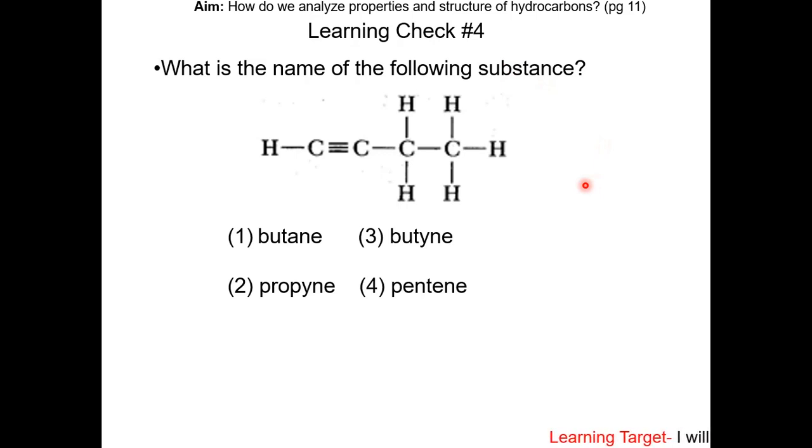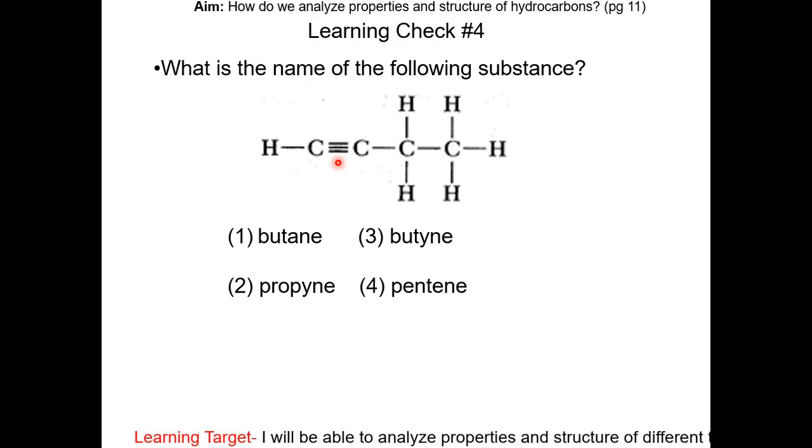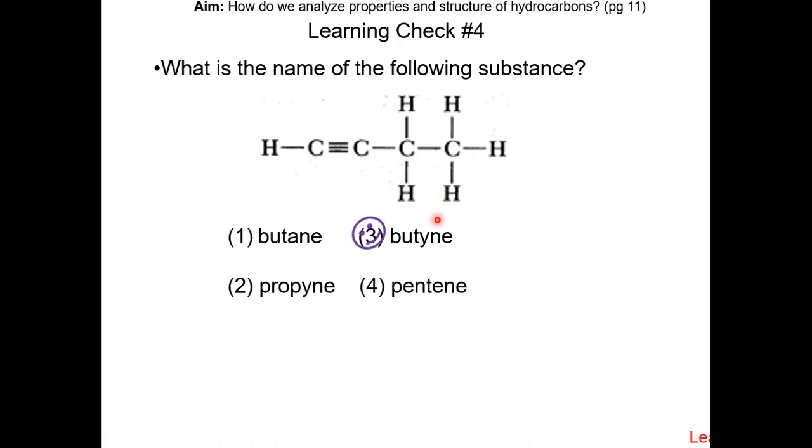Pause the video, resume as completed. The first step is to identify what type of hydrocarbon this is. Since there's a triple bond, it is an alkyne. Next, we have to use Table P to figure out the prefix. Since there's 4 carbons, it is but, so the answer is choice 3, butane.